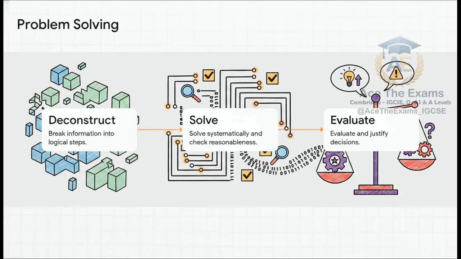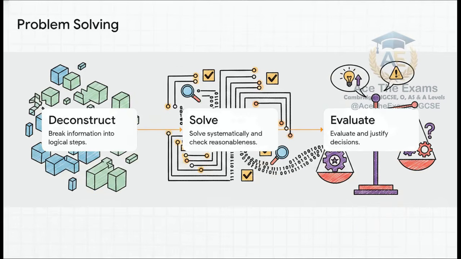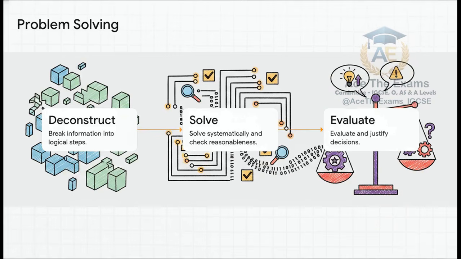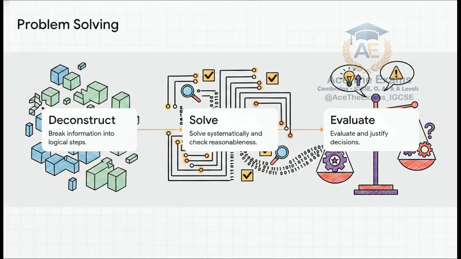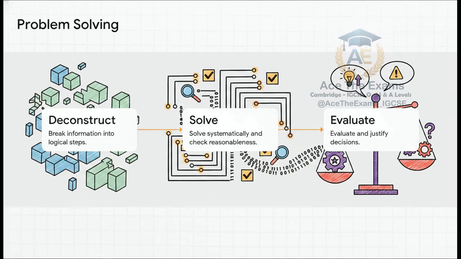To consistently achieve that level of depth, you have to rely on the deconstruct, solve, evaluate trio. First, aggressively deconstruct the given information in the prompt. Second, solve it systematically, constantly checking your logic for reasonableness. Finally, evaluate and justify your choices.